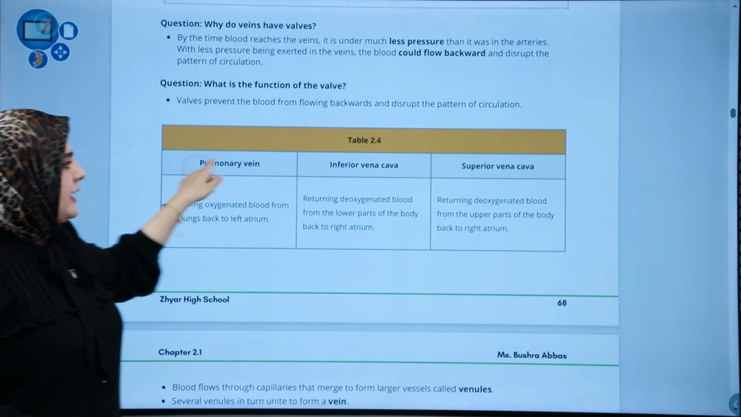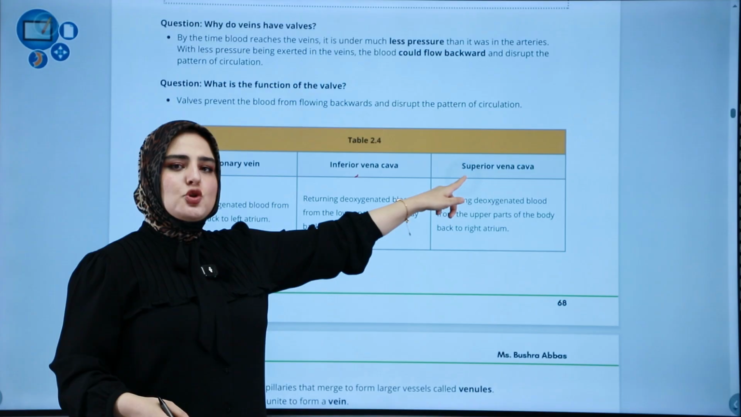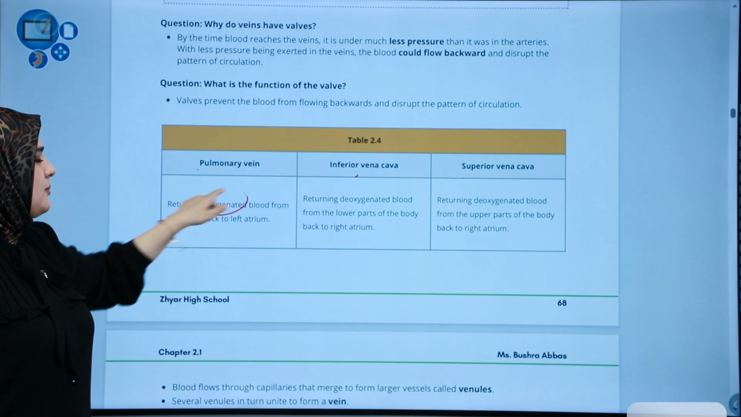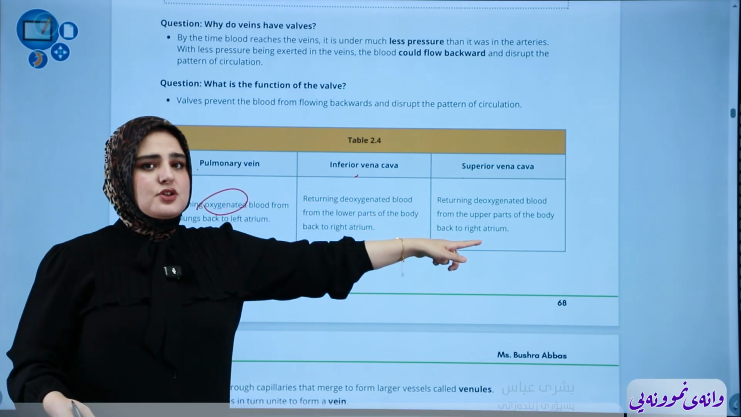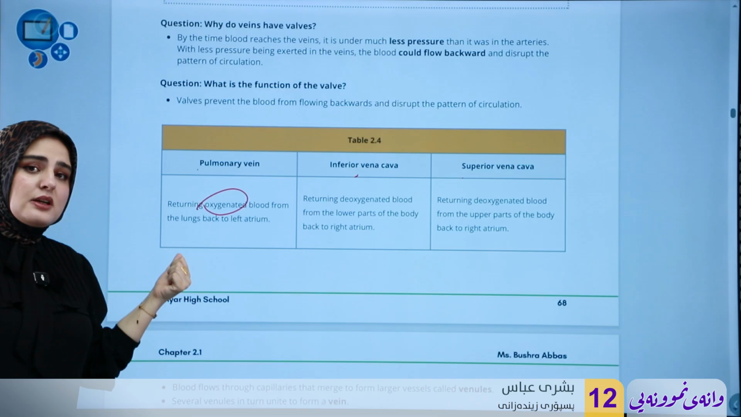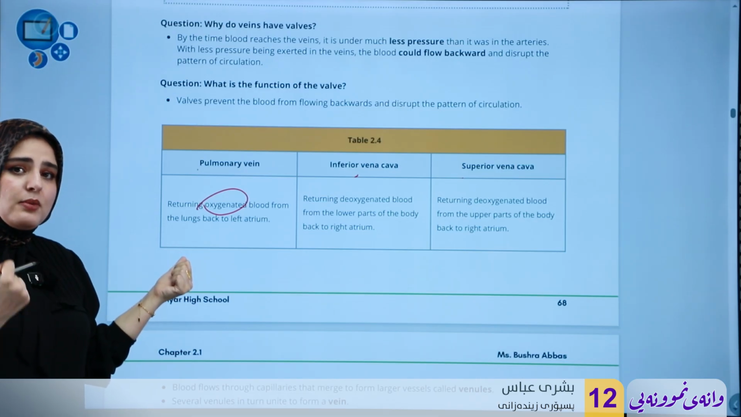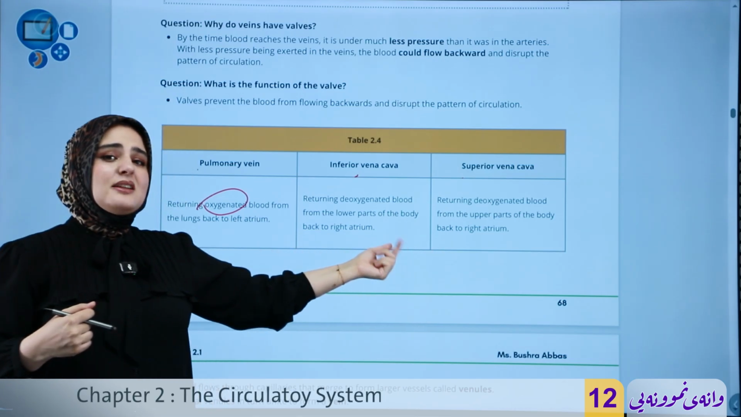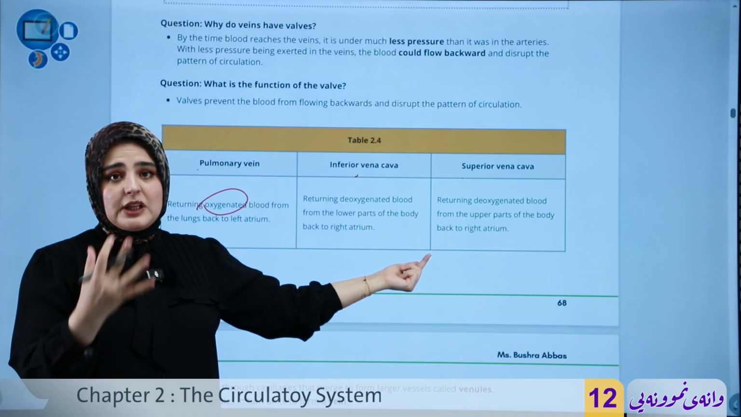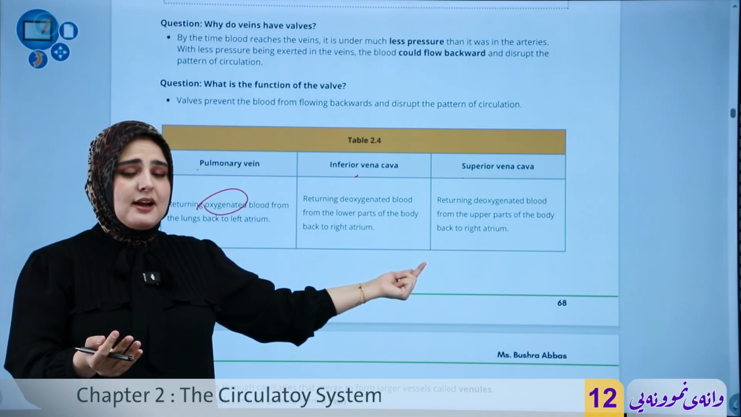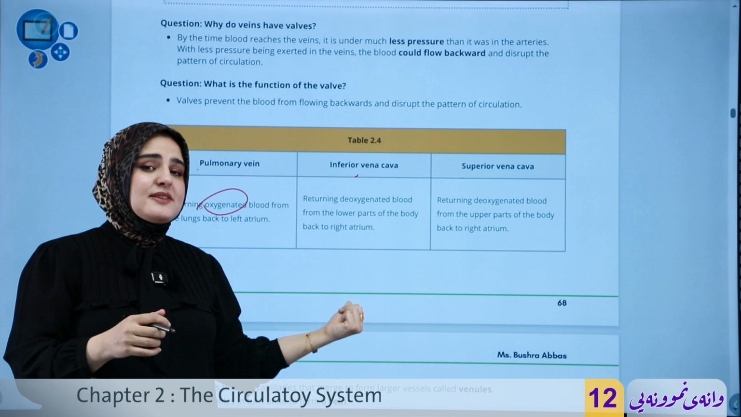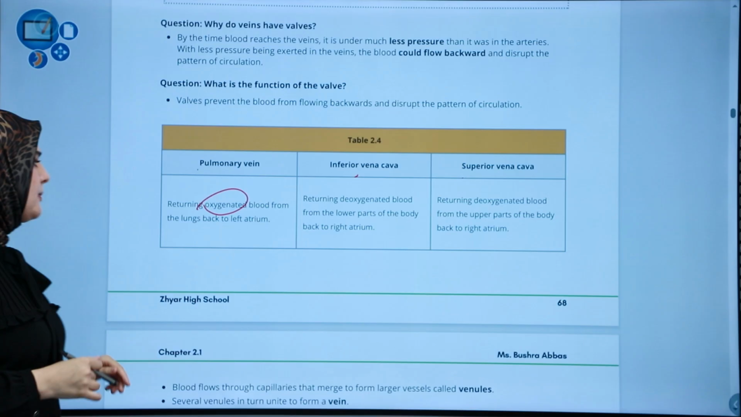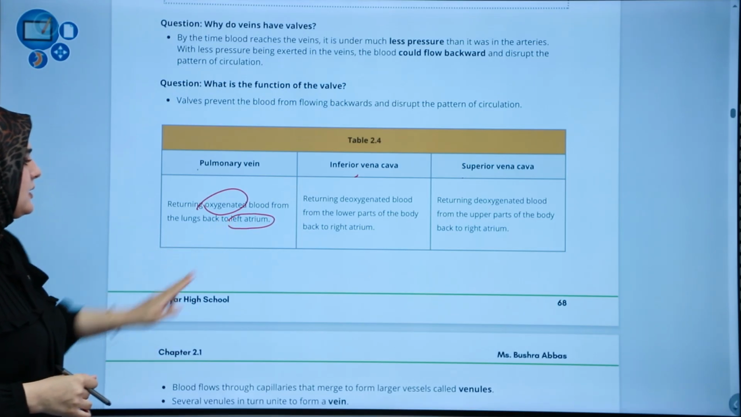We have pulmonary vein, inferior vena cava, and superior vena cava. The only one with oxygenated blood is the pulmonary vein. These two have deoxygenated blood. This is bringing blood back from the lungs to the heart. This is from the body to the heart. The difference between these two is that they both take it back to the right atrium, but one brings it back from the inferior, the lower part of the body, and the other from the upper part. This one, however, takes it back to the left atrium.